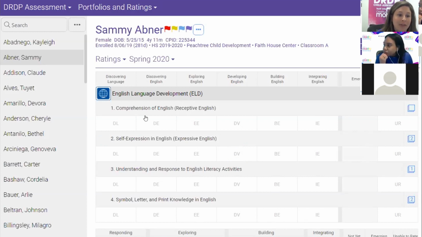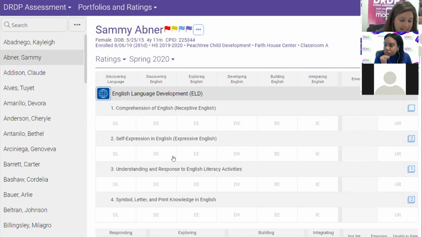And this will allow you to answer the questions about receptive, expressive, understanding and response to English literacy activities, and symbol, letter, and print knowledge in English. So these 4 questions will automatically show up for these children if you've selected that they're a dual language learner. So that's one step you don't have to do. You don't have to find another evaluation or another evaluation system for them. You don't have to put them in another program. You don't have to put them in another software. They're all right here for you with Child Plus.